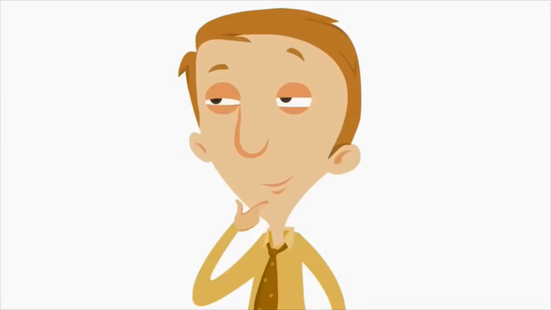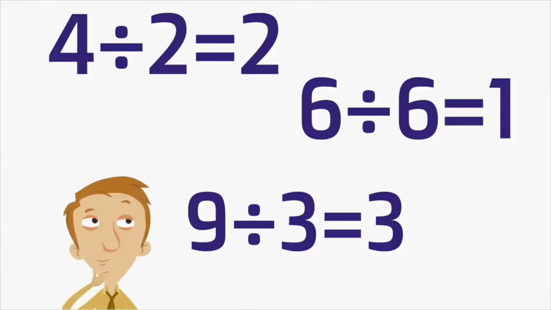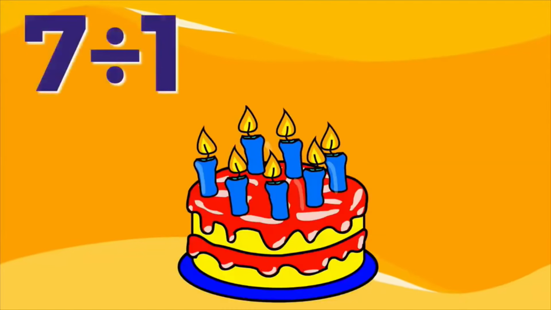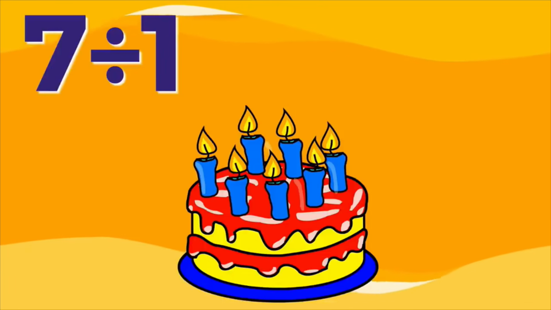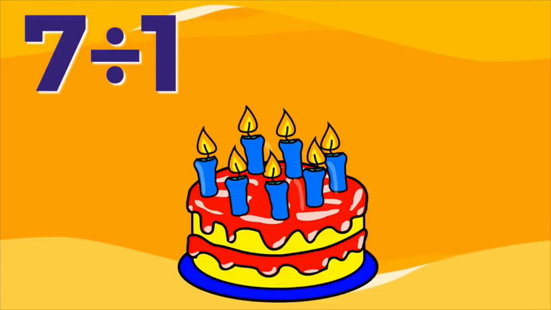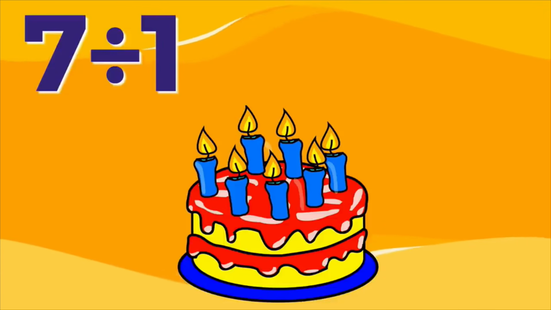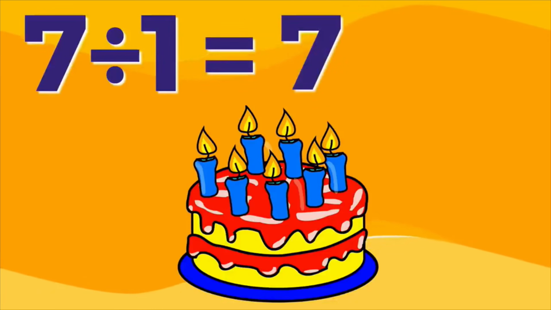In fact, imagine we have 7 candles. 7 of them. Now, in the other division examples, we divided a number into multiple groups. But in this example, we are only going to divide 7 by 1, because all of the candles are going on the same cake. 7 divided by 1. And the answer is super simple. How many candles does each group have? Well, there's just 1 group, and all 7 candles are on it. So the answer is 7. Yes, 7 divided by 1 equals 7.